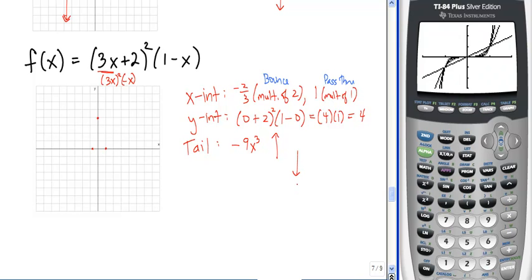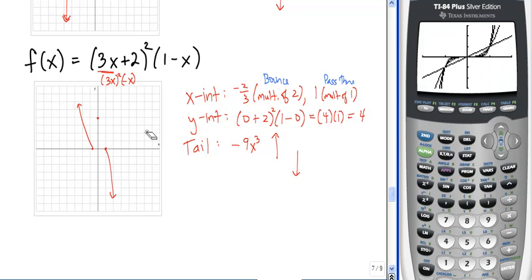So that's what our tail behavior should look like. On the leftmost x-intercept, this is the one where we're going to be shooting up from, and the rightmost one is the one where we're shooting down from. We had a bounce at this -2/3.